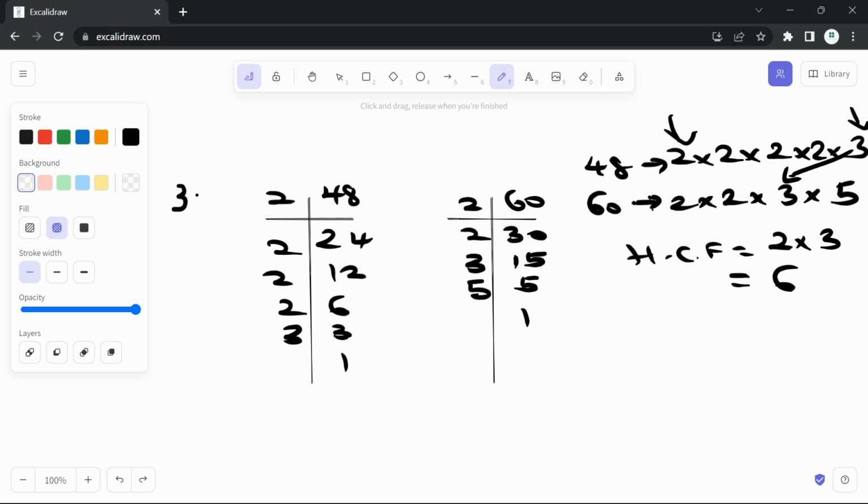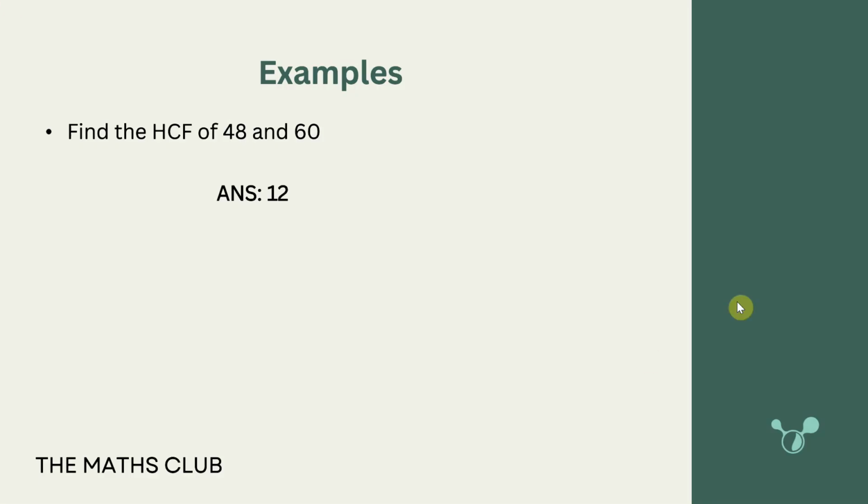Oh, sorry. We missed out something. So this is 2. This is 3. Also, there are also 2s that are common. Yeah, my bad. So multiply this by 2 also. So this will be 6 times 2. And this is what? This is 12, right? Yeah, thank you for spotting that. So this is 2. This is another 2. And then 3, right? So the HCF is actually 12.